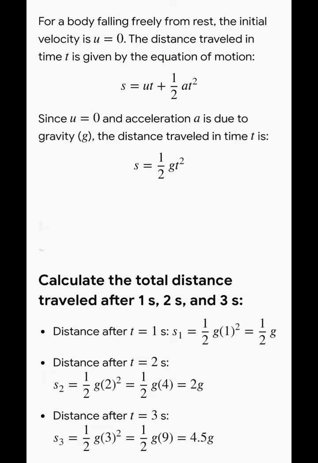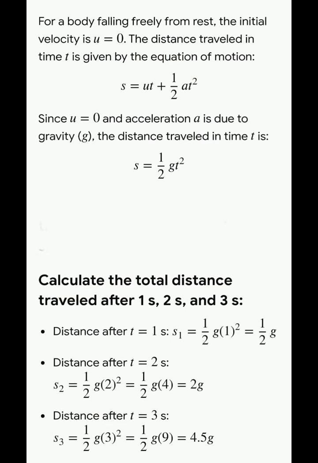The next question is, the distances travelled by a body falling freely from rest in the first, second and third seconds are in the ratio. For a freely falling body, the initial velocity u is equal to 0. And we know that the distance travelled is given by the equation s is equal to ut plus half a t square. Here a is equal to g. So s is equal to half g t square.